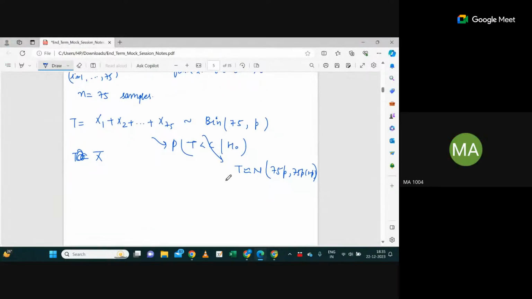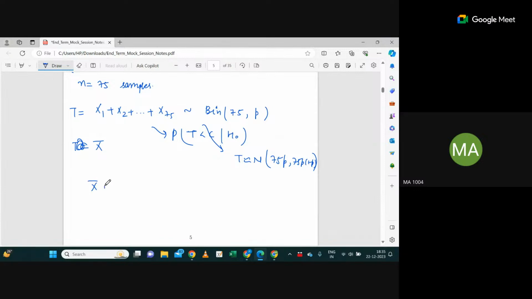Fine. If I move to the X bar part, then X bar means X1 plus X2 plus so on up to X75, divided by 75, right? What will the distribution be for this? It will be normal, with mean p and variance p into 1 minus p divided by 75. Right? Anyone who wants to know how I get this, I can derive it.